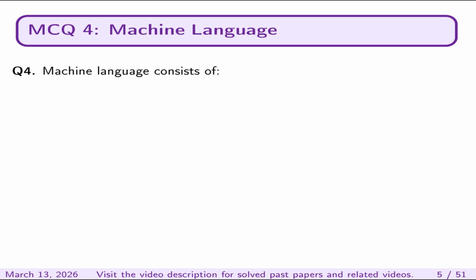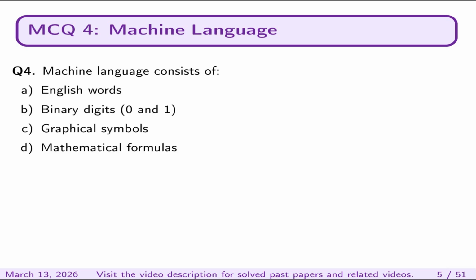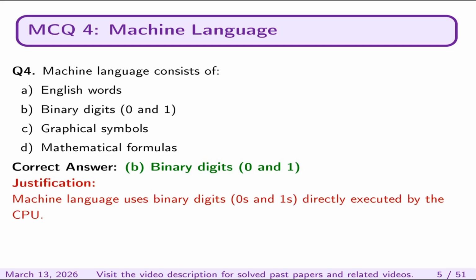Question number 4. Machine language consists of English words, binary digits like 0 and 1, graphical symbols, mathematical formulas. The correct option is binary digits, that is 0 and 1, because machine language uses binary digits directly executed by the CPU.